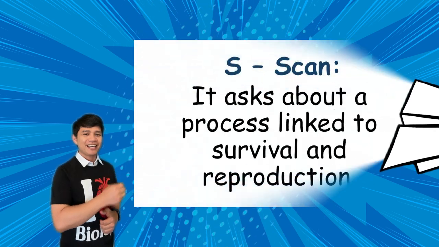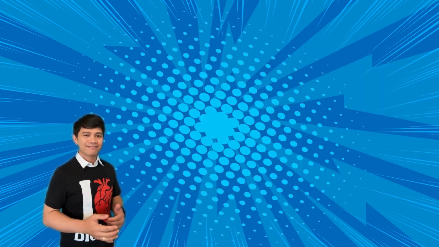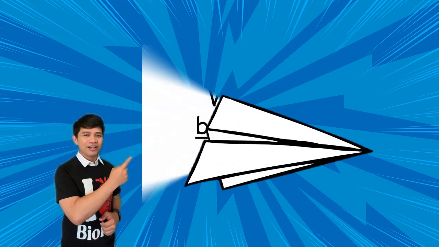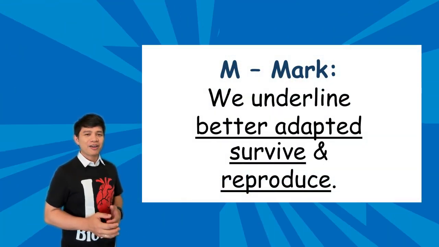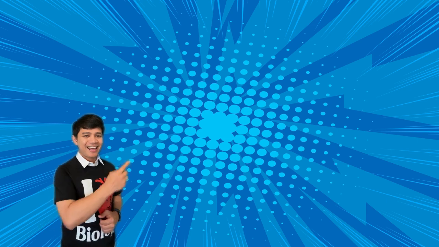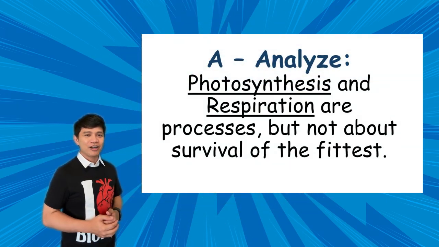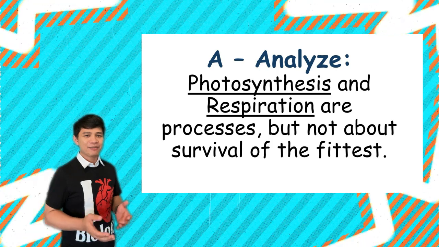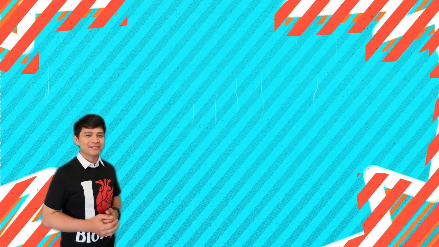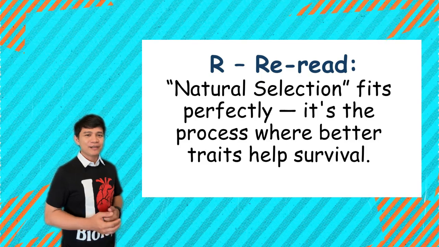S for scan. It asks about a process linked to survival and reproduction. M for mark. We underline better adapted, survive, and reproduce. A for analyze. Photosynthesis and respiration are processes, but not about survival of the fittest. R for reread. Natural selection fits perfectly.